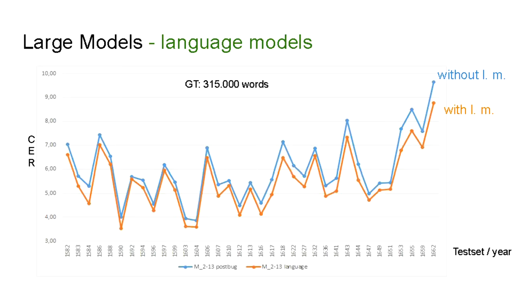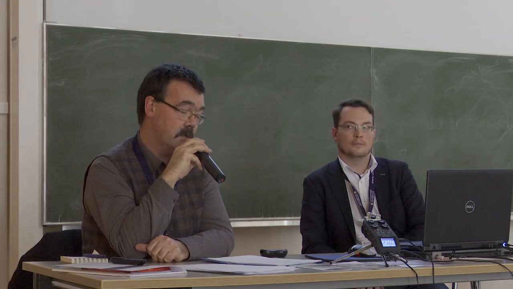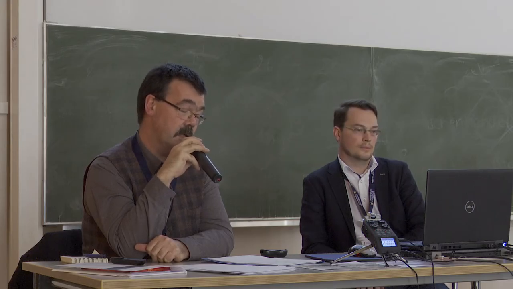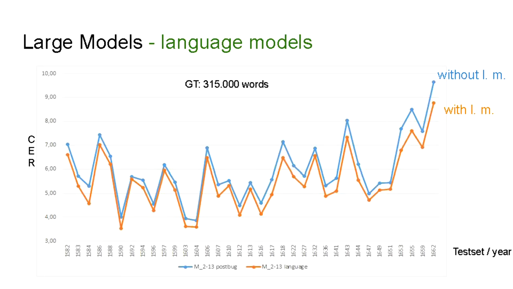Language models, totally different. Well, we had not so much time to test language models. They came with the last version of Transkribus or with the last snapshot. With language models, it's different. This is the same model. In this graph, you see the test sets grouped by years. So for a couple of years, I started the validation with my model with and without language model. The blue one is without language model. The red one is with language model.